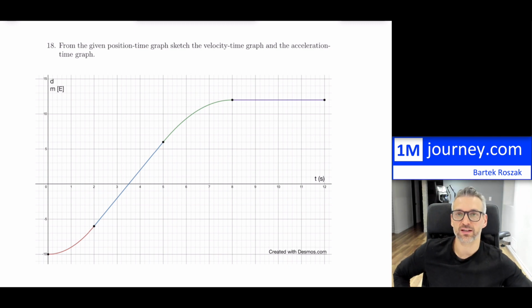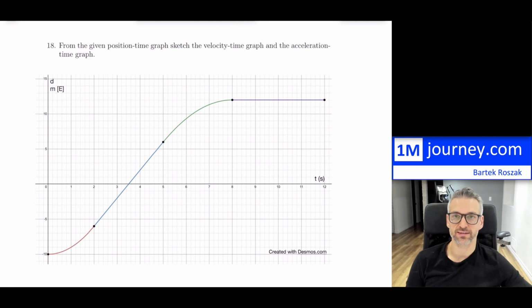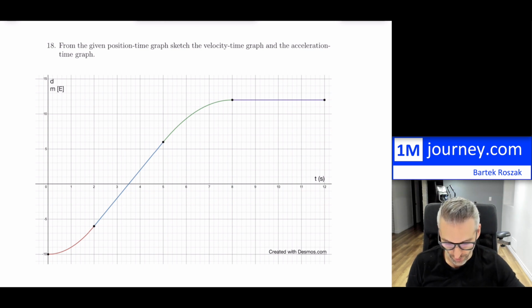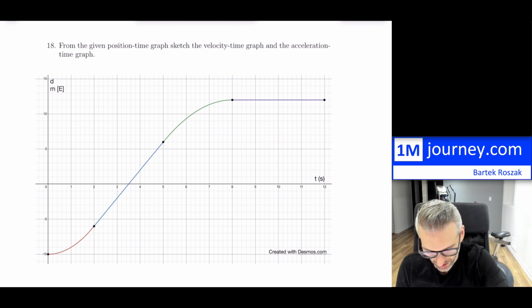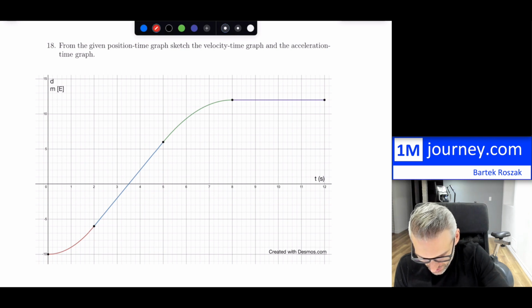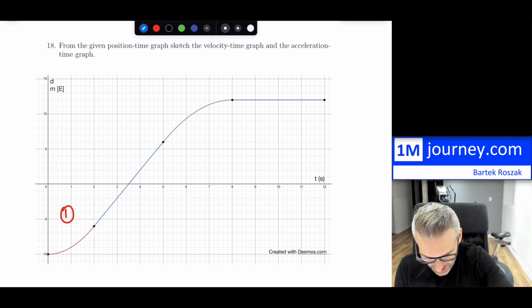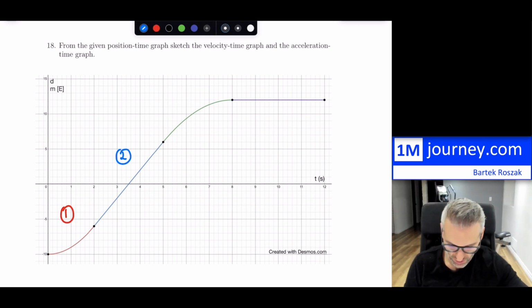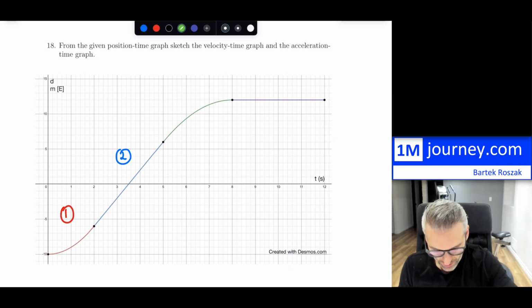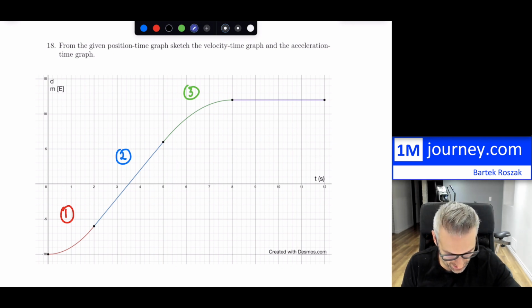Now please don't forget, if you're going from a position time graph to a velocity time graph, you're just looking at the slopes throughout. There are really 4 segments here that we can work out. Segment 1 is between 0 and 2 seconds. The second segment is between 2 seconds and 5 seconds. We have a green segment, number 3, between 5 and 8 seconds. And then our final segment is between 8 and 12 seconds. I'm going to call that 4.